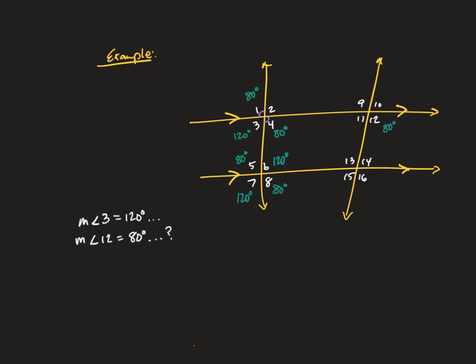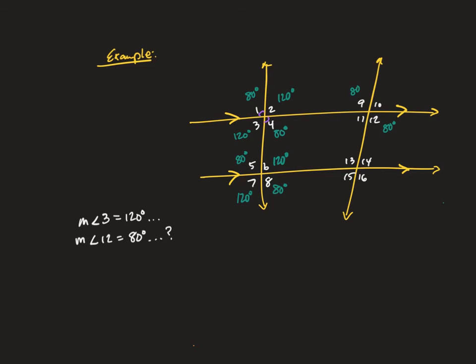Just filling in the blanks as I go, and oh, I forgot my vertical angle to angle 3. Angle 2 and angle 3 are going to be the same degree. If I come over here to the other side of the transversal and look at angle number 12, I know 12 and 11 together will be 180, so then 11 is going to be 100, right? 180 minus 80 is 100. So 11 and 10 are going to be 100, and correspondingly 15 and 14 will also be 100.